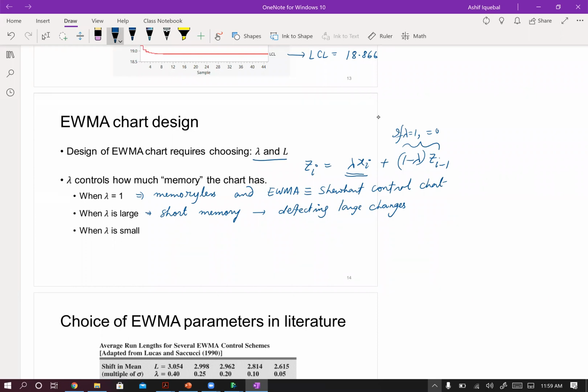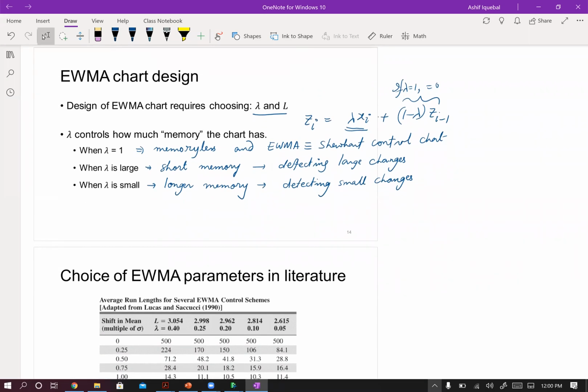Similarly, when lambda is small, 1 minus lambda is large. If 1 minus lambda is large, you are giving a lot of weight to the previous observations, and then your process gets a longer memory. And a longer memory is good if you are trying to detect small changes. Make sense? So this is how you choose the value of lambda.